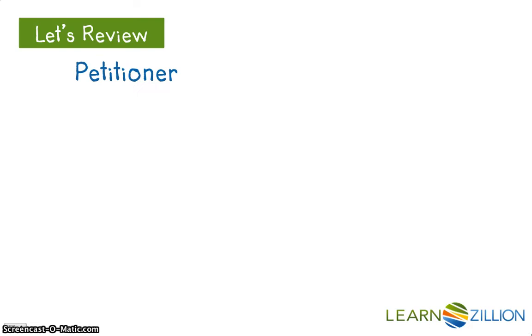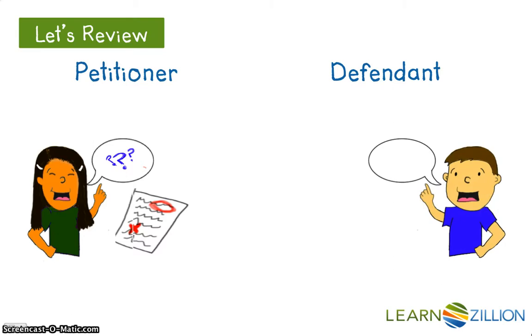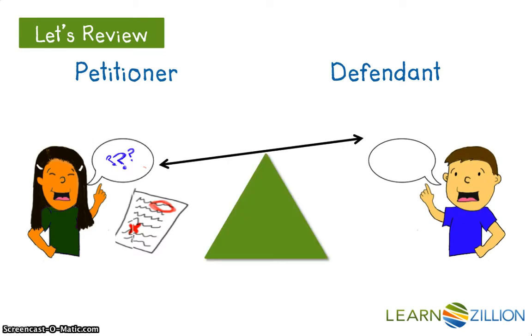In any case, the petitioner is the person who files the complaint with the court, and the defendant is the person whom the petitioner filed the complaint against. In between the two, the Supreme Court's role is to weigh the evidence and decide who the United States Constitution supports, the petitioner or the defendant, or how the United States Constitution will be interpreted in a new way because of this case.